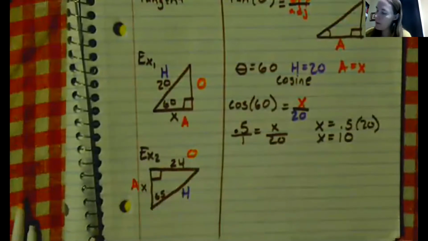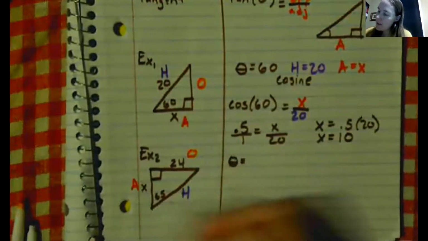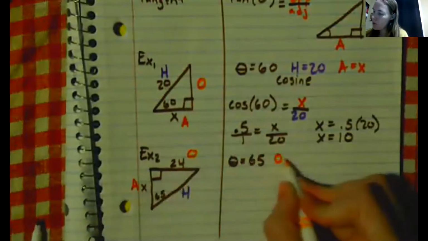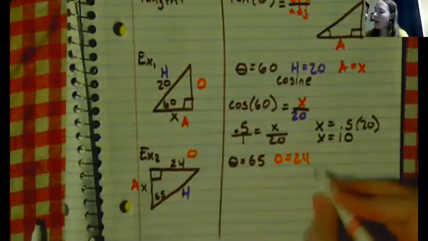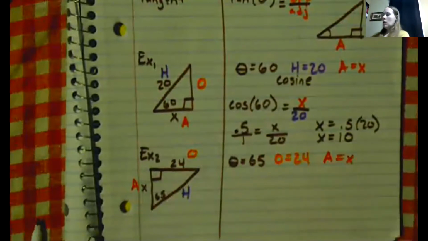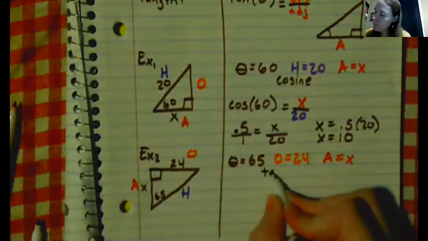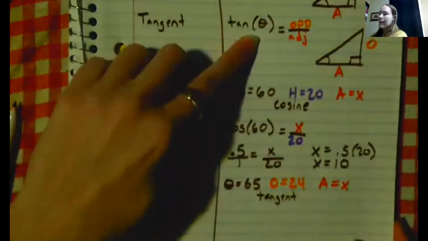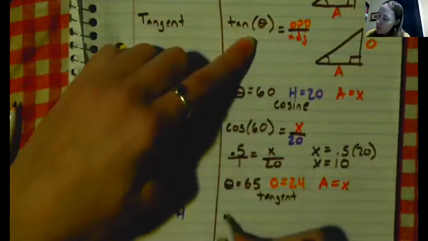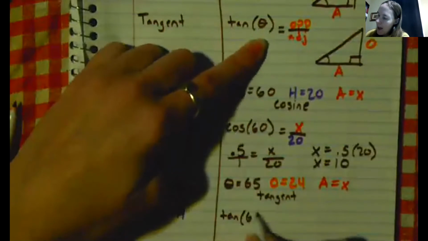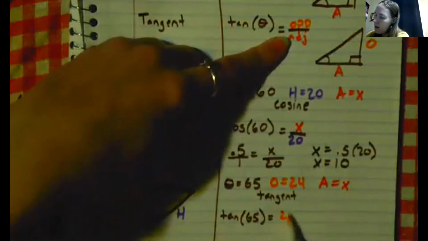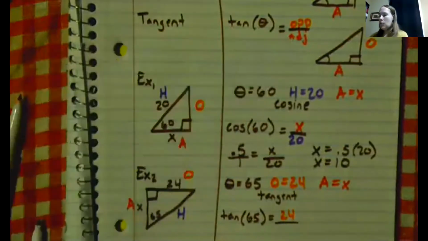So the information that I'm given, my theta, my reference angle, is 65. I'm also given my opposite, which is 24. And I'm given my adjacent, which is x. So in this case, we have OA, which is our tangent. And we already know how to set this all up. So our tangent of theta equals opposite over adjacent. So tangent, my theta is 65, equals my opposite, 24, divided by my adjacent, which is x.